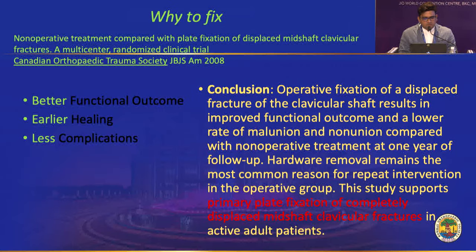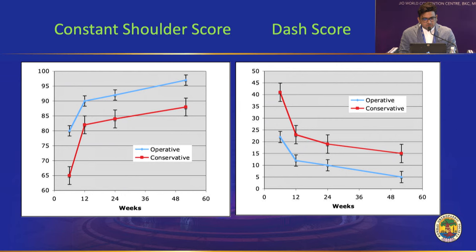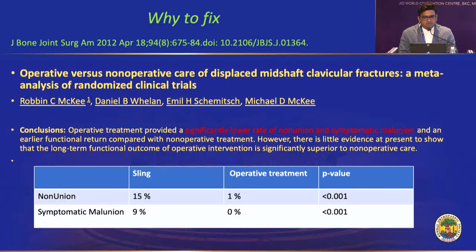The Canadian Orthopaedic Trauma Society, in 2008, published a paper which shows better early functional outcome with fixation techniques rather than non-operative technique. The Constant score, shoulder score and the DASH score improved significantly after the plate fixation. In 2012 also, in JBJS, operative treatment of midshaft clavicle fractures had less non-union and malunion as compared to non-operative treatment. So from 2006 there is a consensus that you should operate clavicle fractures rather than just leave the patient with a significant malunion or a non-union.